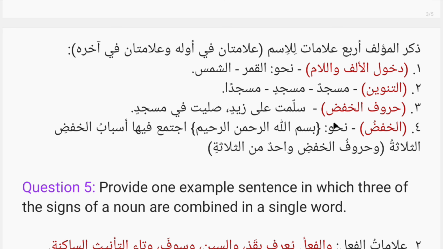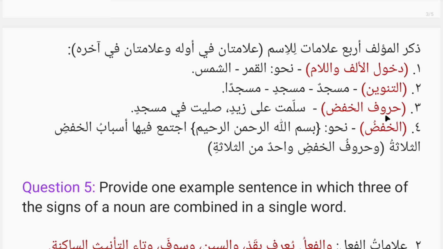Next one is huruf al-khafd. Huruf al-khafd is huruf al-jar. If you see a word preceded by a harf jar, then you know that the following word is a noun. Sallamtu ala Zaydin. Zaydin is a noun. How do I know it's an ism? Because it has a harf jar preceding it. Sallaytu fi masjidin. Masjidin is a noun. Why? Because it has fi preceding it. Another sign is it has tanween. This one also has tanween, which we mentioned there. So that's 3 so far. Al-khafd is number 4. Khafd is al-jar.